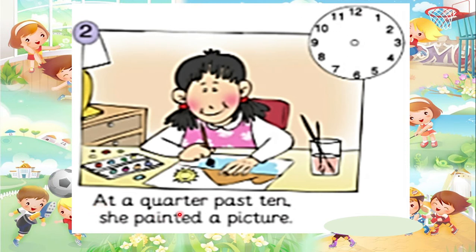Okay, my students, let us have another example. At a quarter past 10. Quarter past, that means it is on the right part. Where is quarter past? Here we have quarter past. Quarter past what? Past 10. This is quarter past 10.